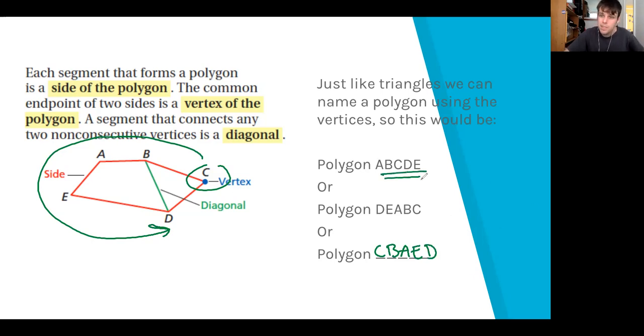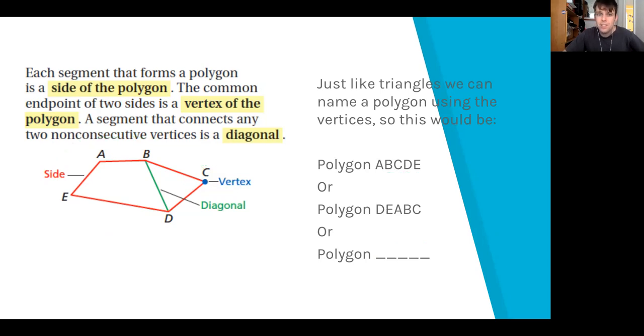A lot of times you'll see them named alphabetically, but you do want to be careful not to do something like A, B, D, C, E. This is not a valid name here. If we just try to connect those, or let me do it in sort of pink, you'll notice what's going on here. If I do A, B, D, C, E, that doesn't make the shape. That's the simplest way I could say it. That would not be a valid name.